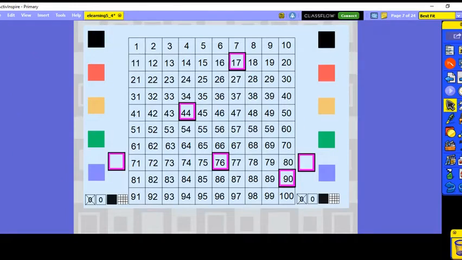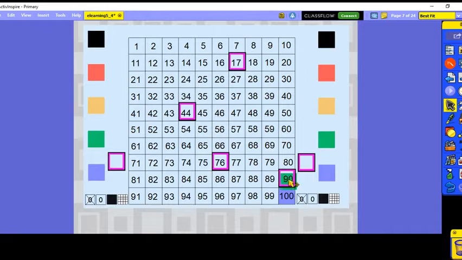Okay, now let's look at our hundreds chart. We're going to find one more, one less, or 10 more and 10 less on our hundreds chart. So let's start with 90. Let's find 10 more and 10 less than 90. So here's 90, 10 more than 90. I'm going to go down on the hundreds chart. 10 more than 90 is 100.